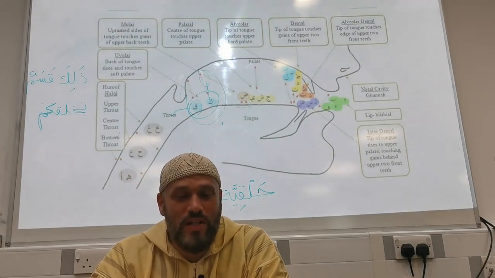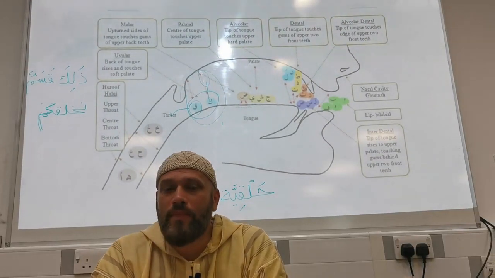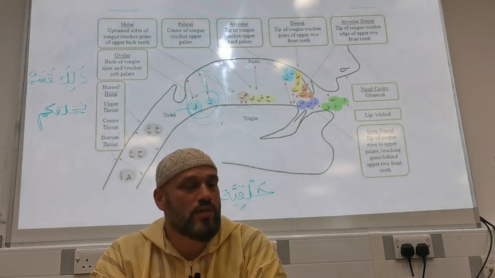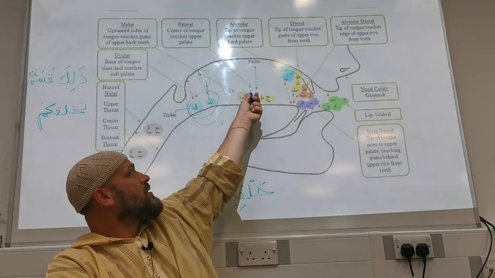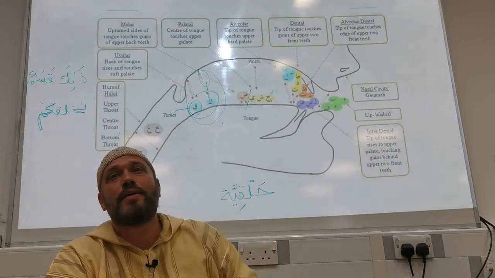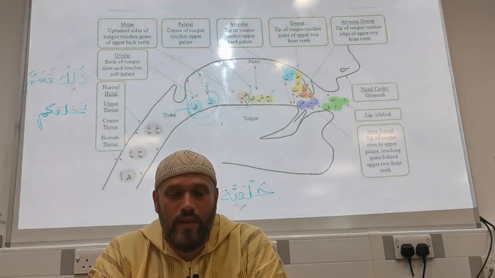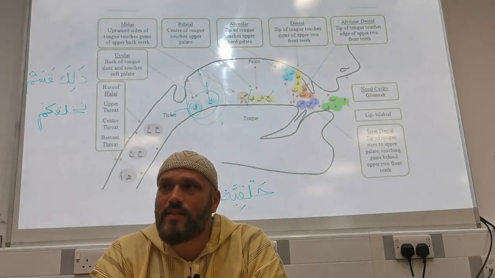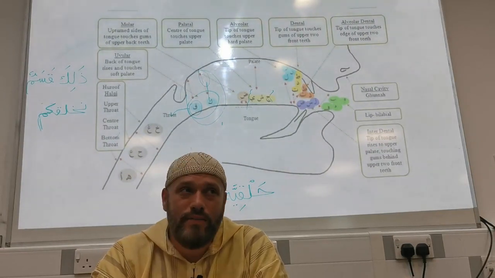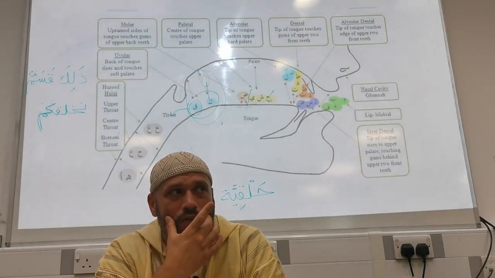Okay, let us continue. The next one is the middle part of the tongue, which is here. So forget the dot, it's the yellow ones here. The jim, the sheen, and the ya. They are pronounced in the middle of the mouth and against the hard palate. Jim, ya, sheen, is all happening in the middle of your mouth, the middle of your tongue.